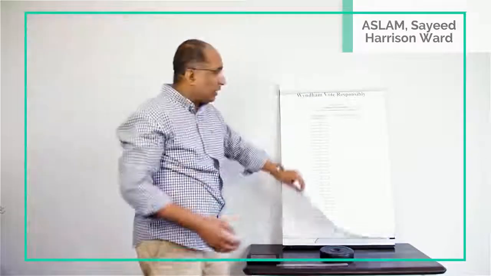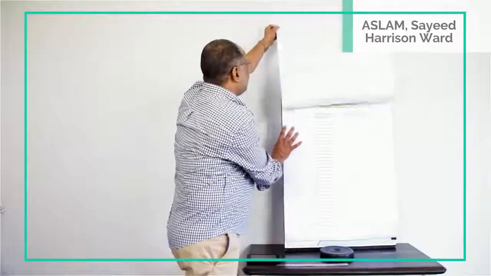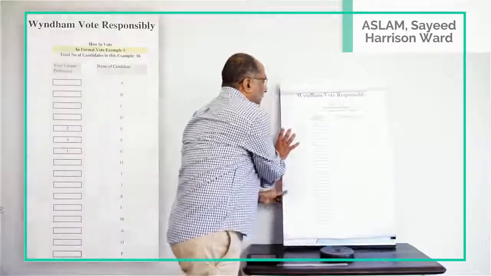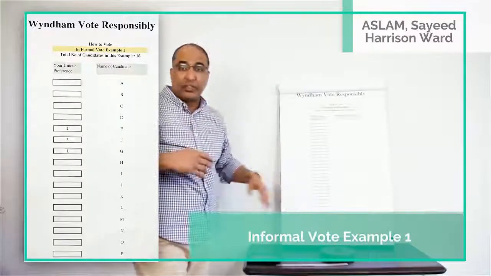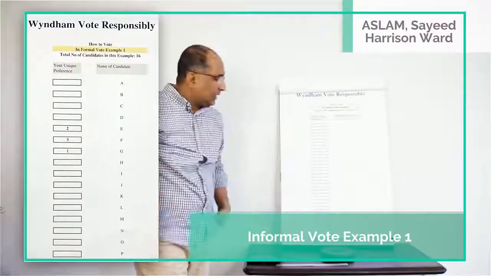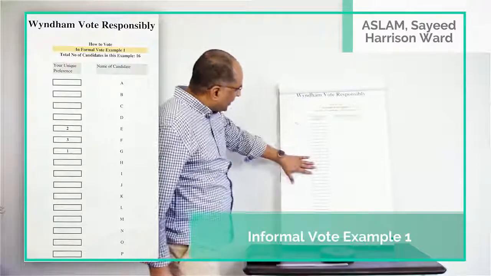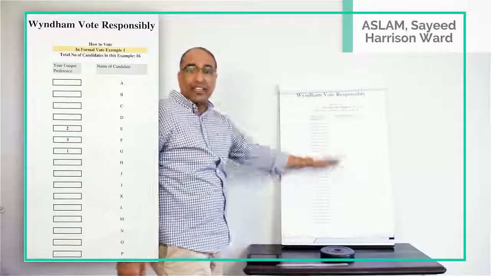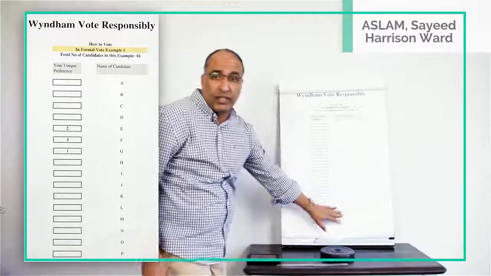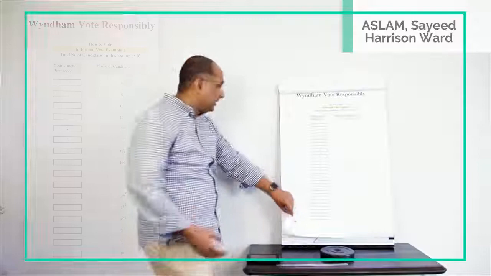Just to clarify, I've also given you examples of informal votes. I've taken the same set of 16 candidates, and I've tried to explain what an informal vote is. Over here, if you see, this particular voter has only voted for 3 people and left the blank for the other ones. This is an informal vote. This will not even go in the quota. It will not even be considered.